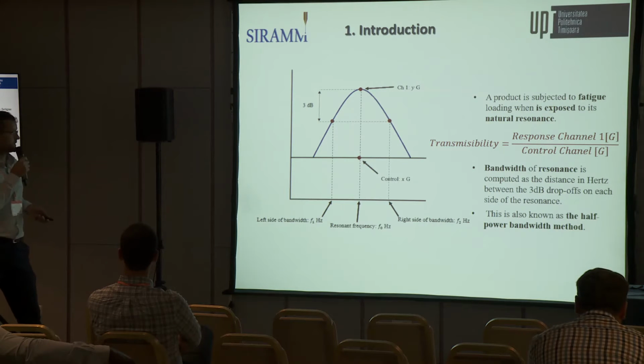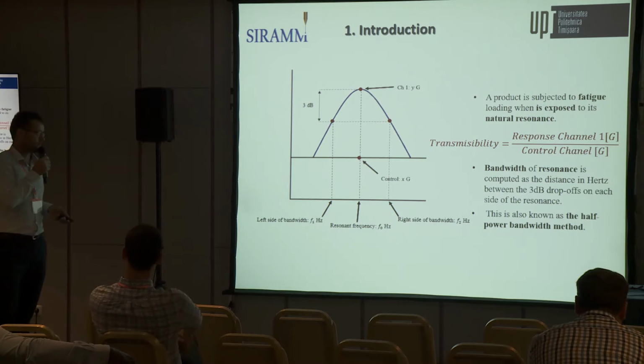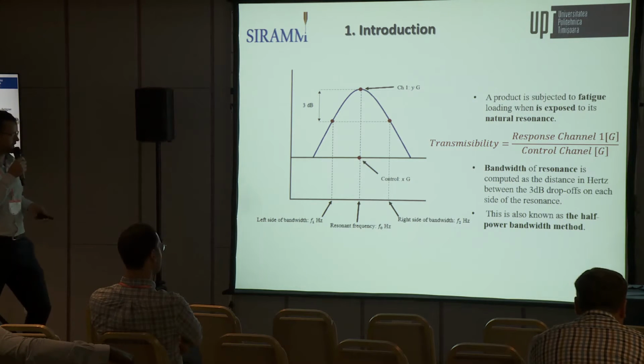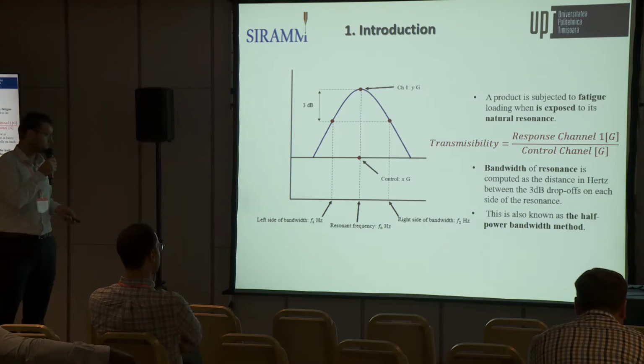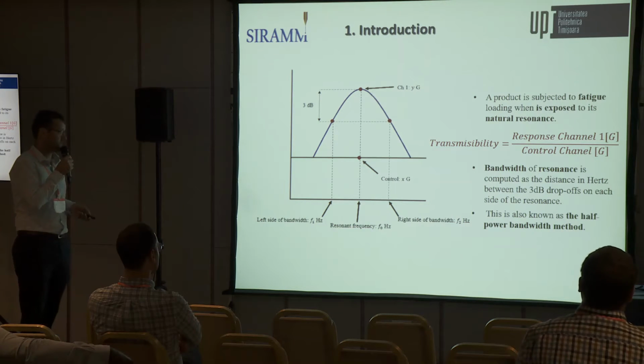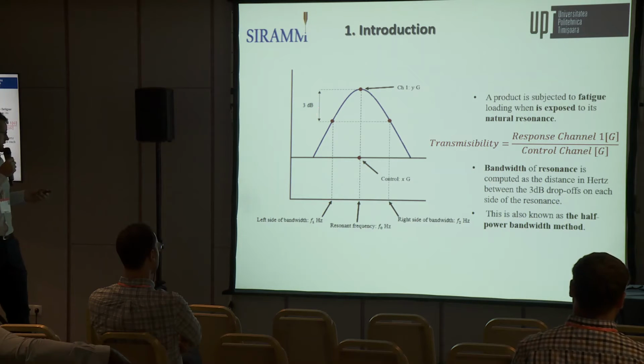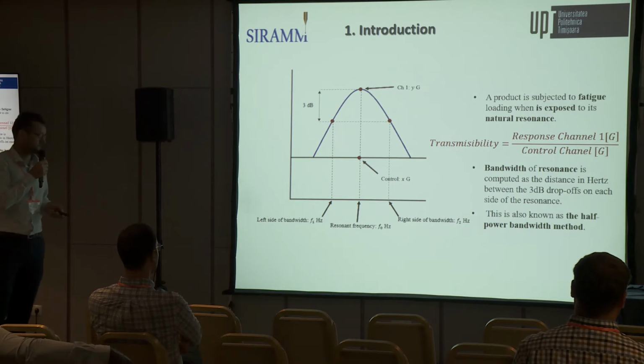The transmissibility is the ratio between the acceleration input of the controller channel and the response channel. Also, the bandwidth of resonance is computed as the distance in hertz between 3 decibel drop-offs on each side of resonance. This is also known as the half power bandwidth method.